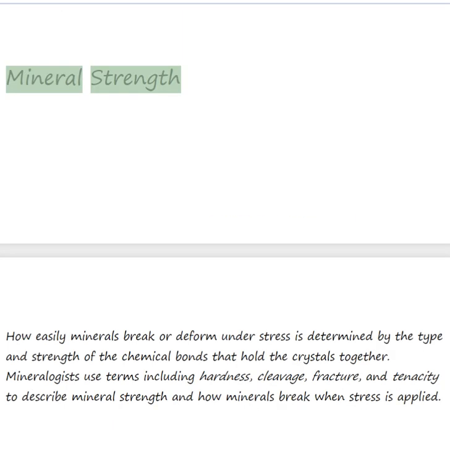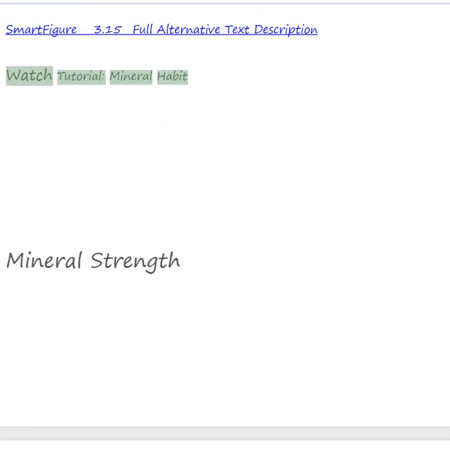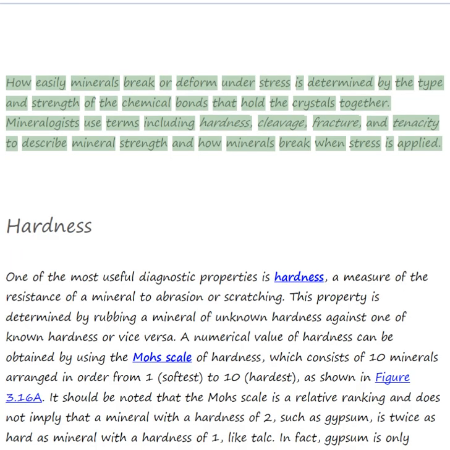Mineral strength. Watch tutorial, mineral habit. How easily minerals break or deform under stress is determined by the type and strength of the chemical bonds that hold the crystals together. Mineralogists use terms including hardness, cleavage, fracture, and tenacity to describe mineral strength and how minerals break when stress is applied.